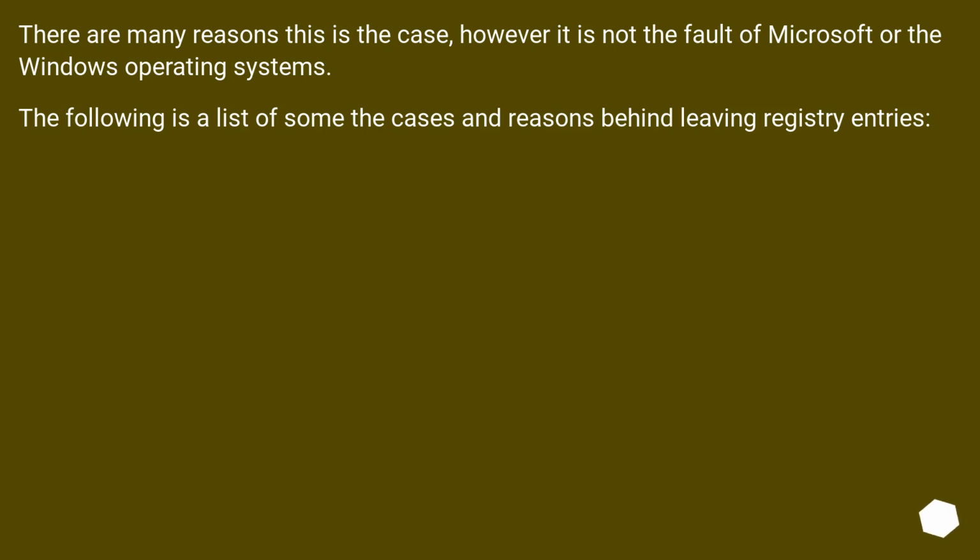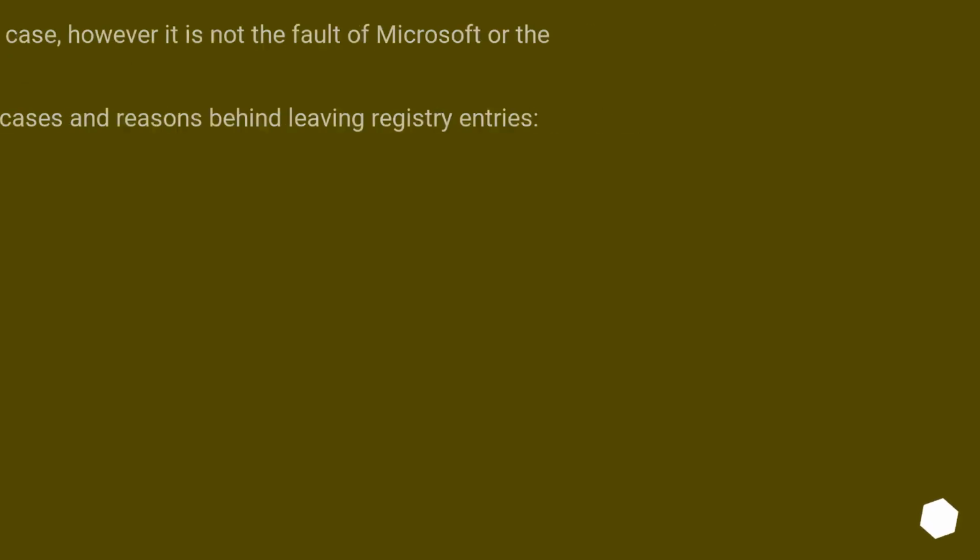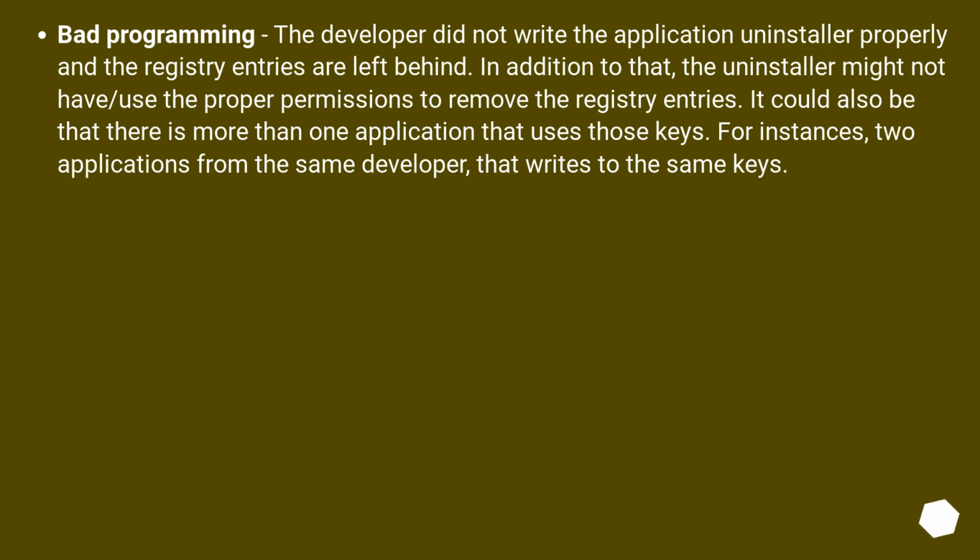There are many reasons this is the case, however it is not the fault of Microsoft or the Windows operating systems. The following is a list of some of the cases and reasons behind leaving registry entries. Bad programming. The developer did not write the application uninstaller properly and the registry entries are left behind. In addition to that, the uninstaller might not have used the proper permissions to remove the registry entries. It could also be that there is more than one application that uses those keys.